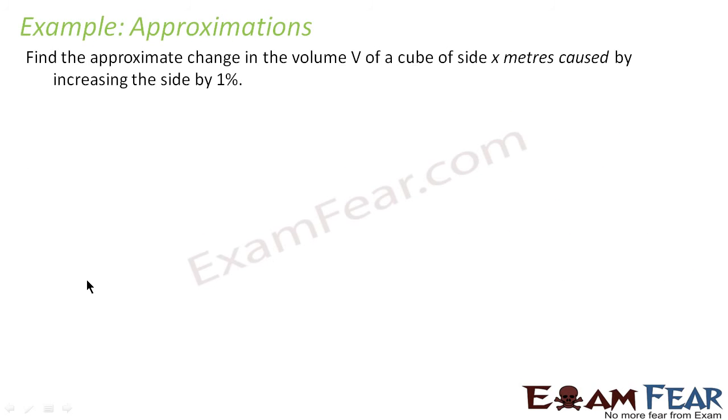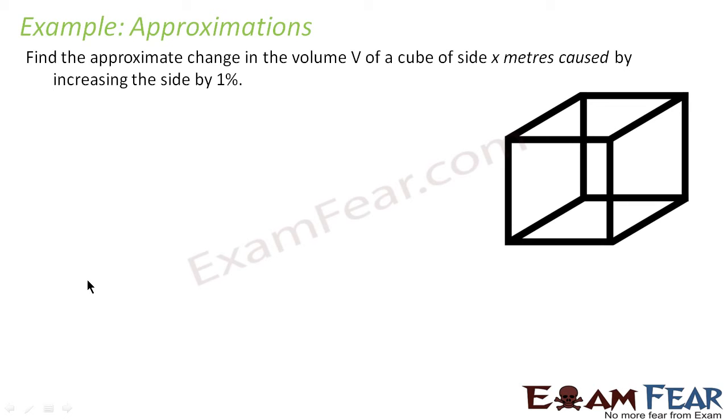Let's take one more example. We have to find the approximate change in the volume of the cube of side x meter caused by increasing the side by 1%. This is the cube I have. Let's suppose the side is x. I'm increasing all sides by 1%. So this length also increased, the height also increased, so the new cube will be something like this.